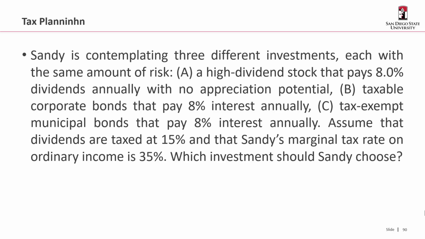So there's a high dividend stock that pays 8% dividends annually with no appreciation potential. So basically, they're paying out all their earnings through dividends and not really growing the business. Sandy could also invest in taxable corporate bonds. These corporate bonds pay 8% interest annually.